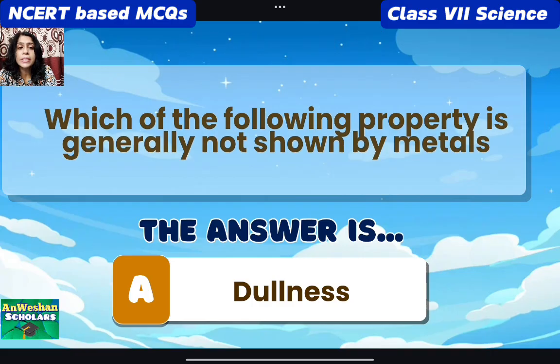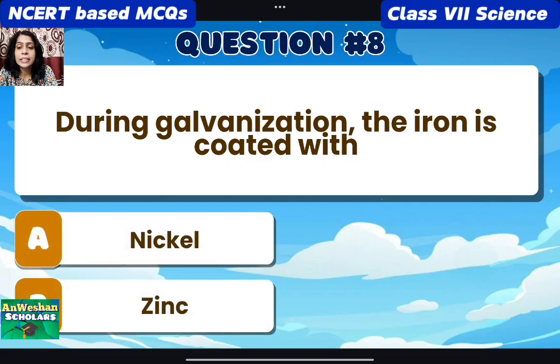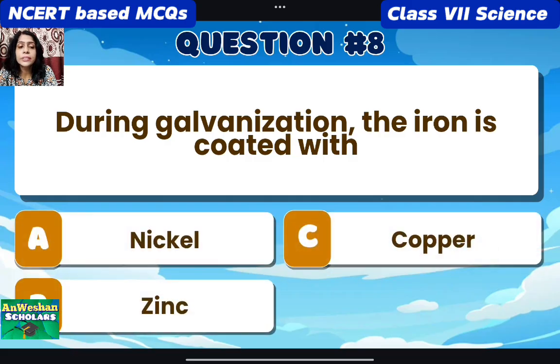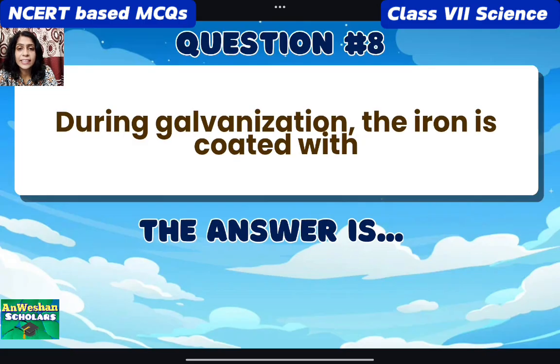Now question number 8. During galvanization, the iron is coated with option A, nickel. Option B, zinc. Option C, copper. And option D, aluminium. The iron is coated with what to prevent rusting? Yes, it is option B, which is zinc, right?